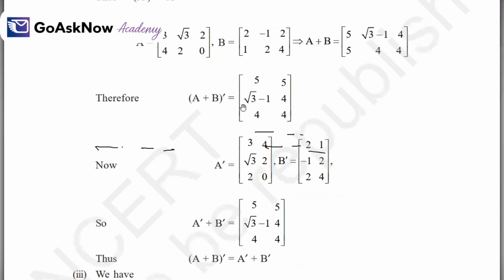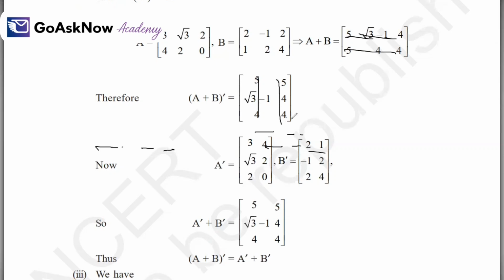Therefore, (A plus B) dash will be equal to what? Just take the transpose of this. It will become 5, root 3 minus 1, and 4 in the first column, and 5, 4, 4 in the next column. Okay, like this. So (A plus B) dash has come like this.